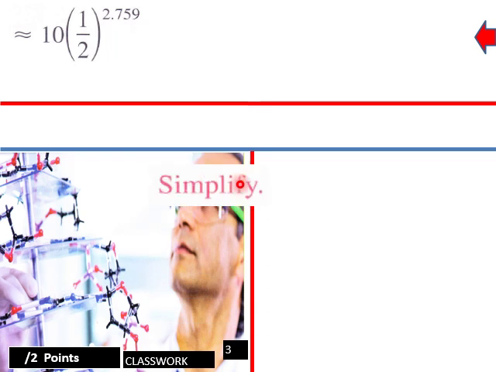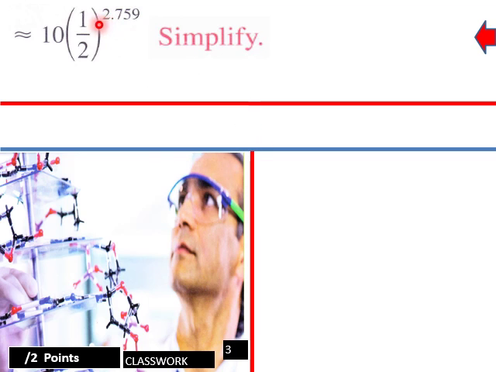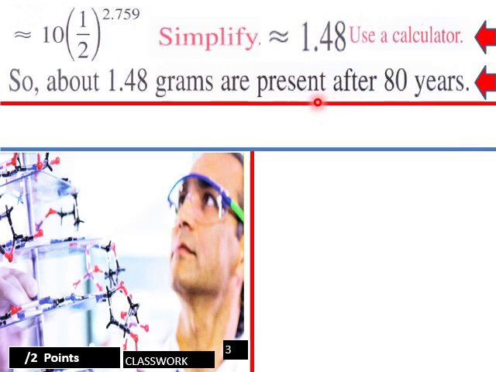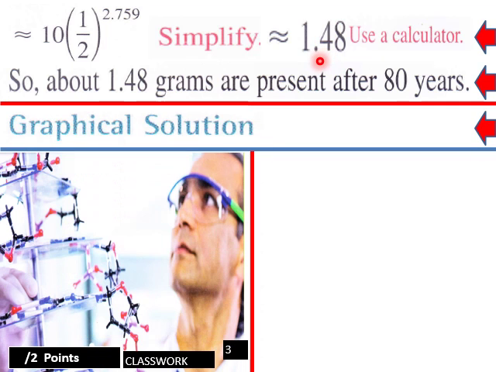Using that function for 80 years, we get 10 times 1/2 to the 2.759 power, which equals 1.48. So 1.48 grams are present after 80 years. That's quite a fall in mass.